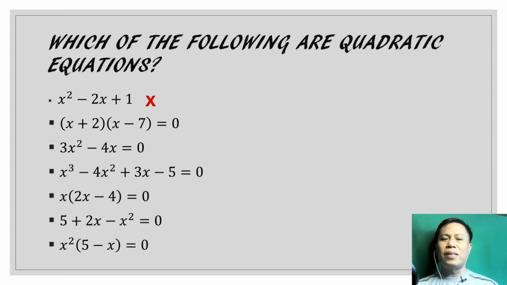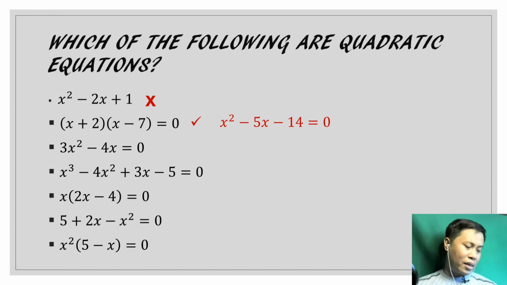The next given is x plus 2 times x minus 7 equals 0. Is it a quadratic equation or not? This is a quadratic equation. To verify, we have to expand the product of x plus 2 and x minus 7. If we expand, we come up with x squared minus 5x minus 14 equals 0. The next one is 3x squared minus 4x equals 0. Is it a quadratic equation or not? It is a quadratic equation.